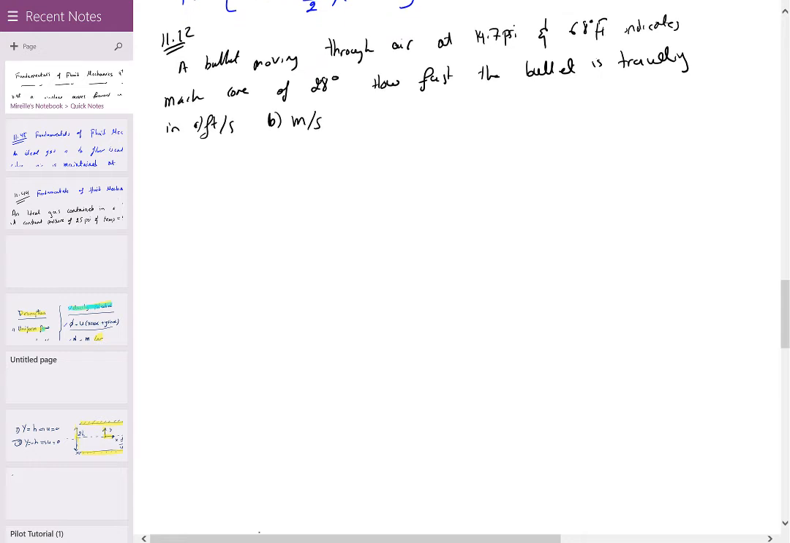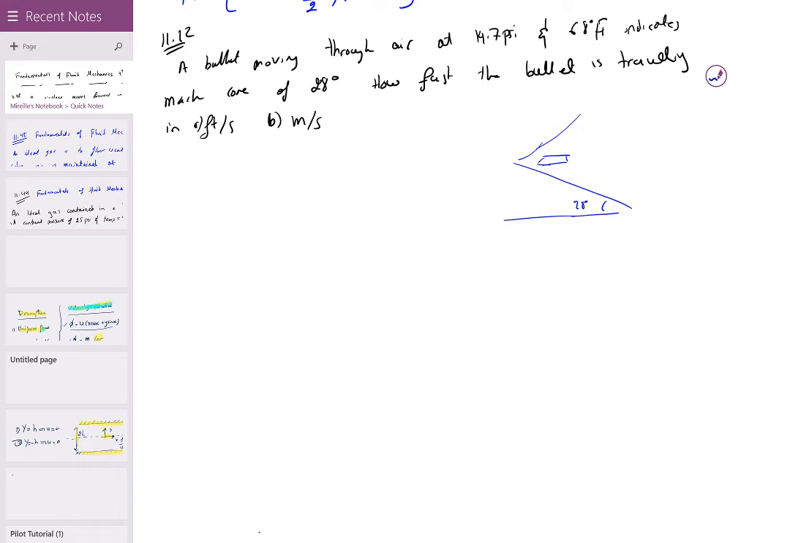Now we'll move forward. We have a bullet moving through air at 14.7 psi and 68 degrees Fahrenheit. It indicates a Mach cone of 28 degrees. How fast is the bullet traveling in feet per second and meters per second? So we have a bullet, and the bullet is creating a Mach cone of 28 degrees.